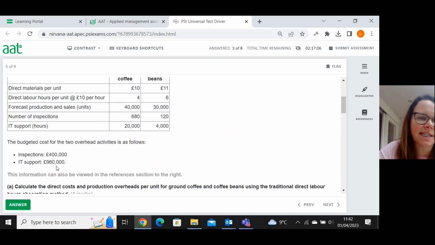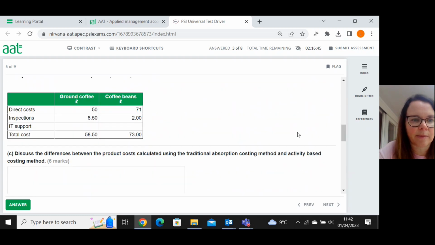Right, IT support, same method, so let's do this a bit more quickly. So we've got 960,000 divided by 24,000 hours. So that gives me £40 per support hour. I will times that by 20,000 for the ground coffee. So that gives me £800,000. Divide by the 40,000 units. Gives me a figure of £20 per unit for the ground coffee. Quite expensive for IT support.